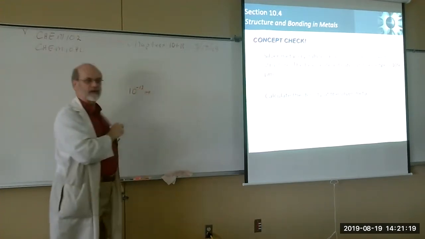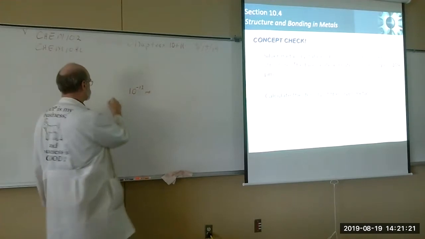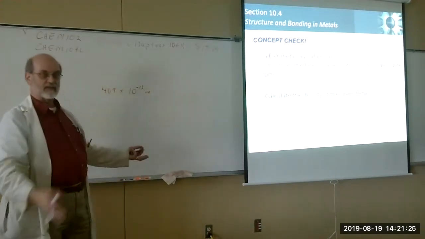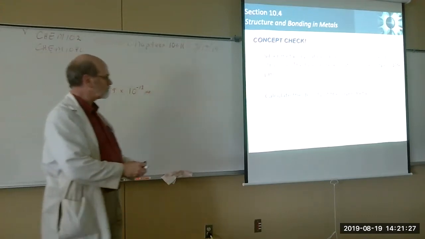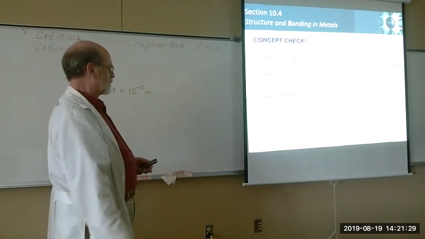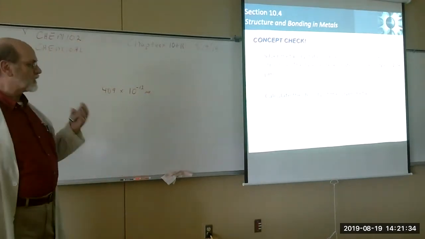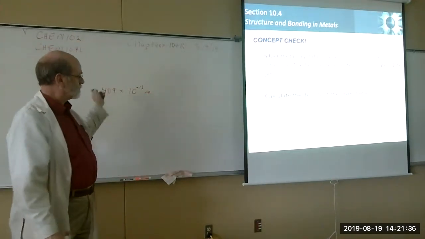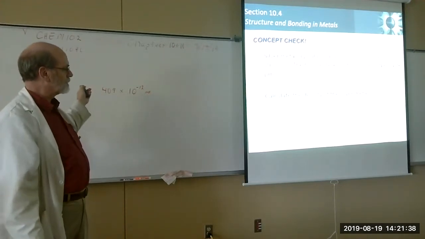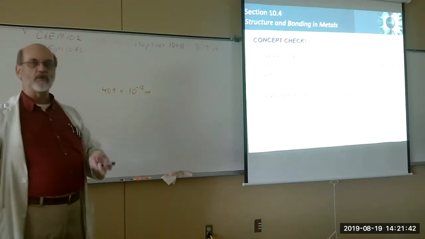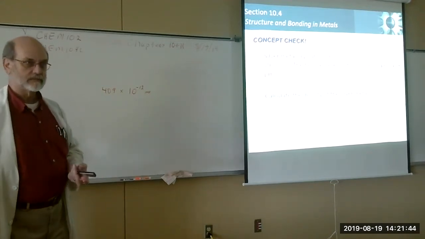And the minus 12 meters. So if it's 409 picometers, it's that many meters. So how do we calculate the density from that? Well, what you have to do is use the face-centered cubic unit cell edge to tell you what's the radius of your atom.